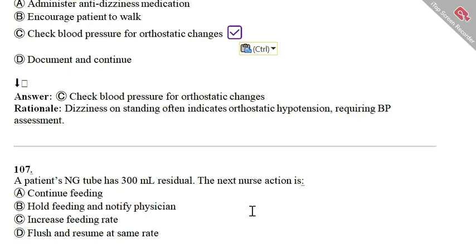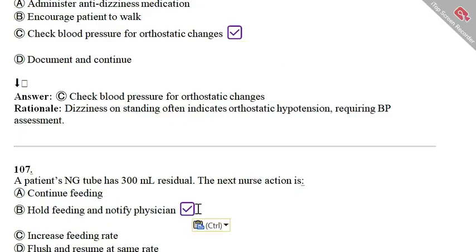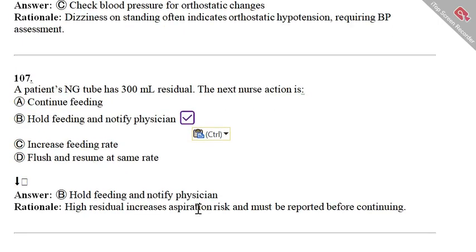The next question is, a patient's NG tube has 300 ml residual. The next nurse action is... in this scenario, the correct option is option B. Hold feeding and notify the physician.